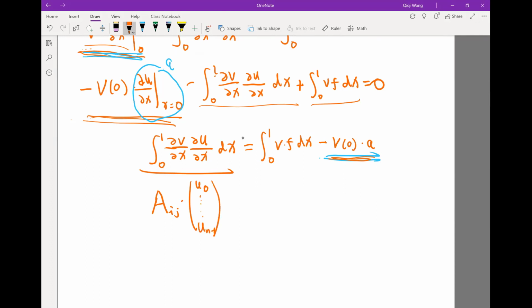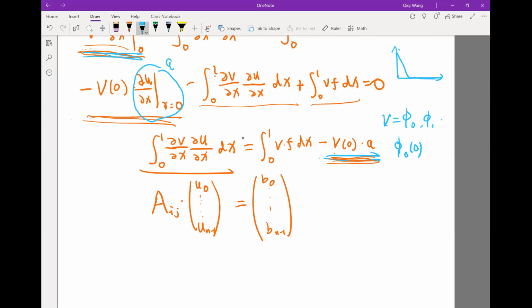So I have this, and on the right hand side, I have my b0 all the way to bn minus 1, but then there is an additional term. This additional term is v0 times a. And remember what v is here. For the different equations, v is equal to phi0, phi1, etc. So when v is equal to phi0, what is phi0 at 0? Phi0 is this function. Yes, phi0 is equal to 1.